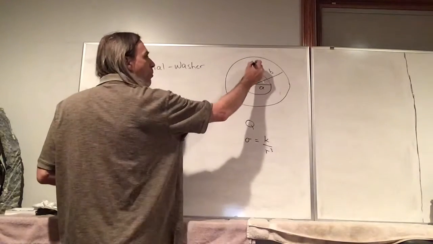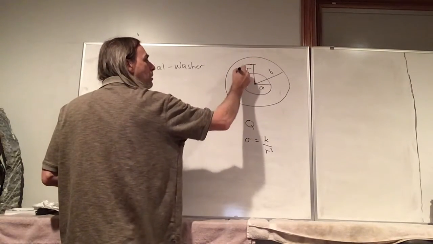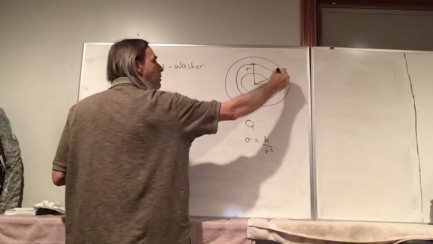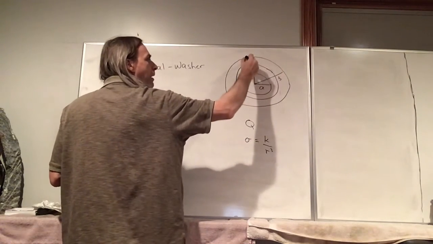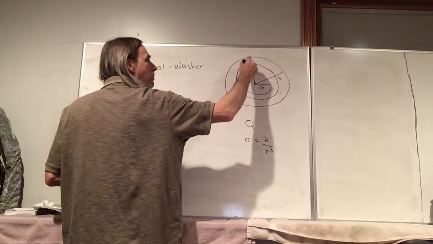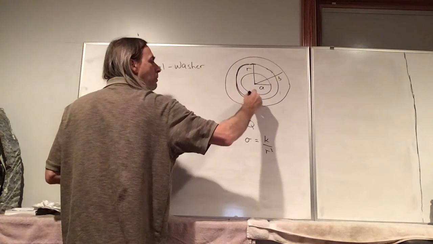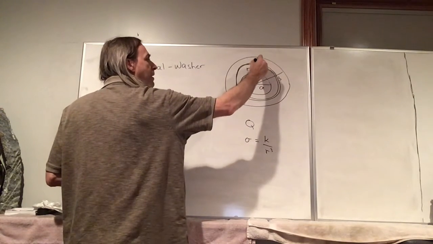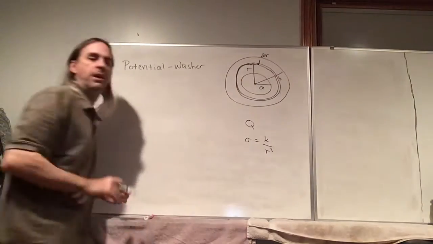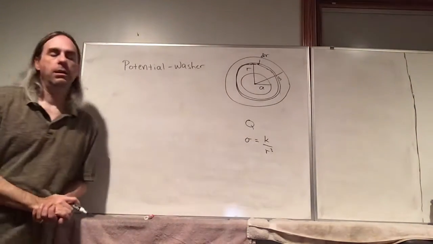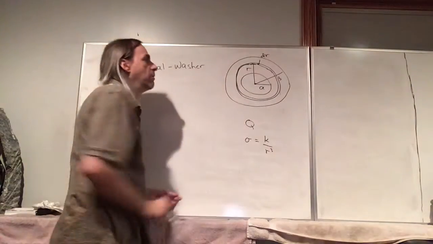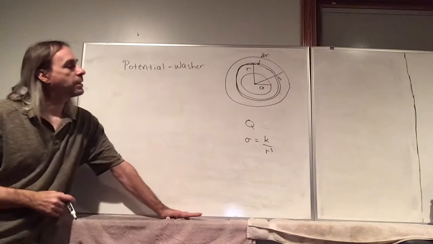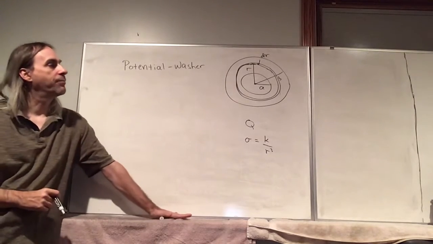So let's look at a thin ring at a radius r. And it has a thickness dr. So the thickness of this ring is dr. And again, this is a flat plane. A spherical surface would look just the same because the cross section would be circular, but it's a flat plane.